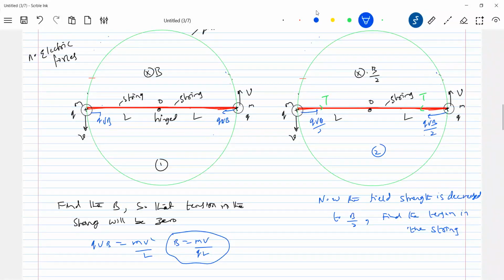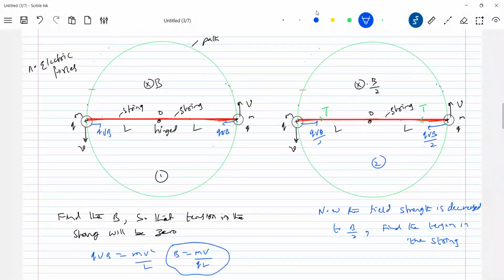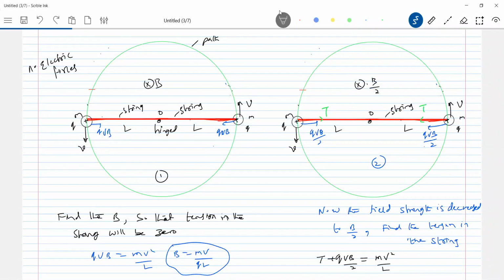So what will the equation of motion be? T plus QVB by 2 is equal to mv square by L. Substitute the value of B there, what we have from the earlier equation, and you're going to get the required thing.